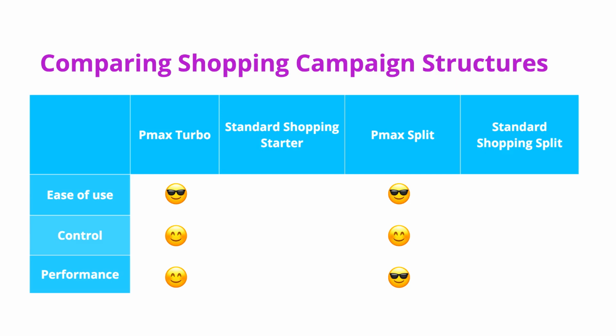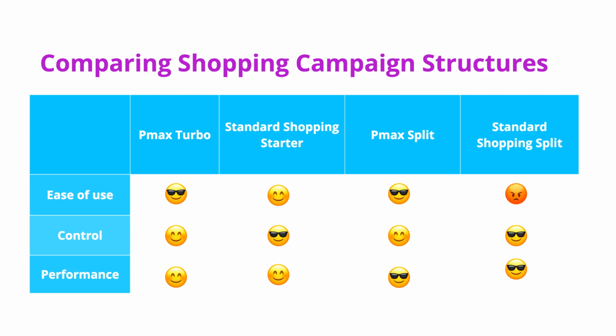Standard shopping campaigns need more setup work and maintenance, but they excel in certain cases. For accounts with few monthly sales, a basic standard shopping campaign is often the best choice. If you have a larger business with resources for active campaign management, the standard shopping split approach offers precise control and can deliver exceptional performance. For most stores, though, Pmax Split is probably the optimal balance of ease and performance, especially with lower budget and conversion volumes. What's important is to try different approaches. No matter which campaign structure you choose, keep experimenting and adjusting it until you find what works best for your business and budget.